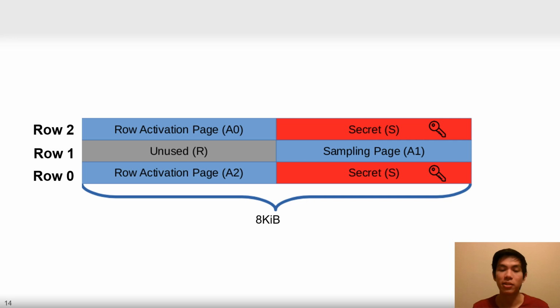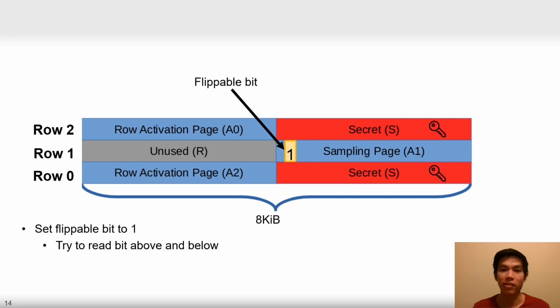To begin reading bits from the secret, we first start with a flippable bit in the sampling page, and we'll set it to 1 before trying to read the secret bit above and below. For this example, we'll assume that the corresponding bit in the secret is 0, which results in a 010 stripe pattern. This means that if we can somehow induce rapid activations of the secret pages, Rowhammer should cause the bit in the middle to flip to 0.